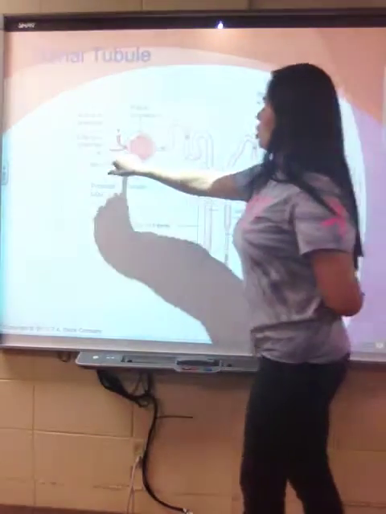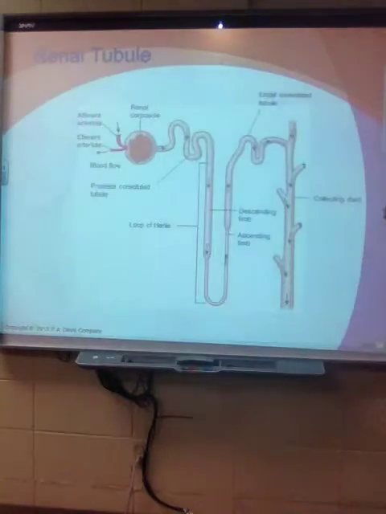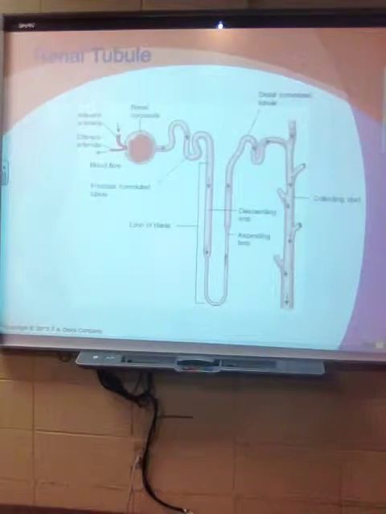Unlike the picture, you will make sure that this one is larger than that one, because we need the afferent arteriole to be bigger and the efferent to be smaller to create that pressure.